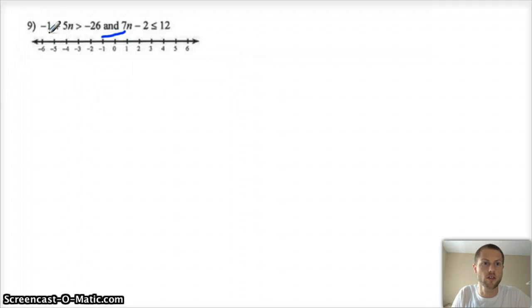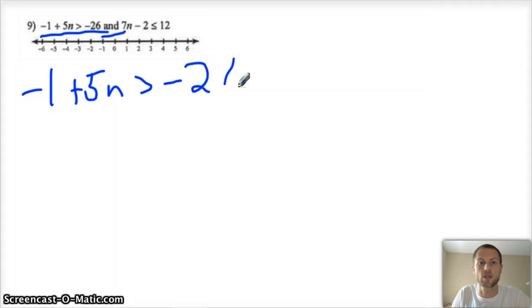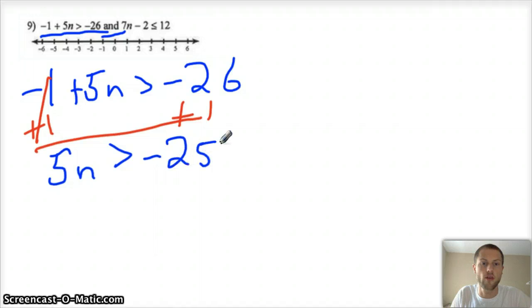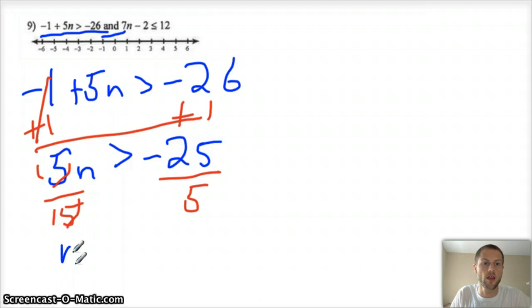I'm going to take this first inequality here: -1 plus 5n is greater than -26. I'm going to solve that one first. Using our algebra skills, we want to add 1 to both sides. This is going to go away. I'm going to get 5n is greater than -25. Now I'm going to divide both sides by 5. That's going to become a 1, that's going to become a 1. So I'm going to get n is greater than -5.